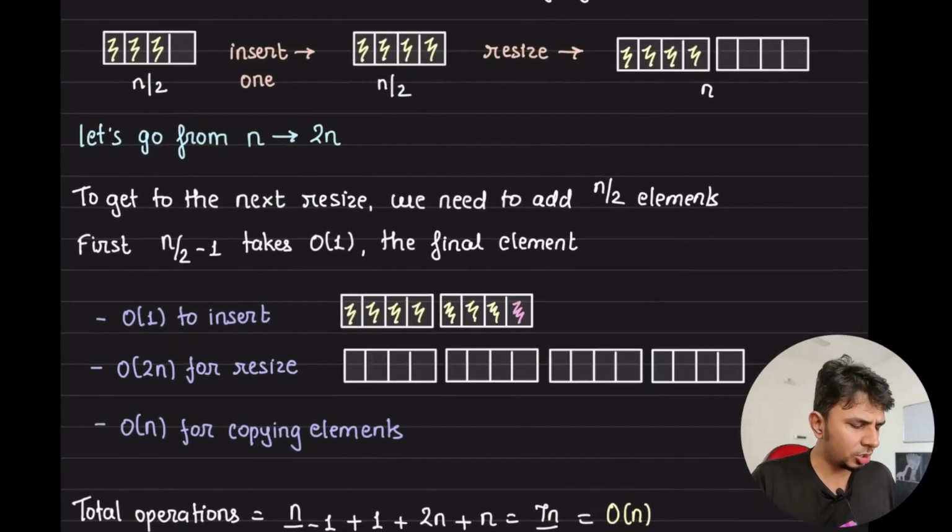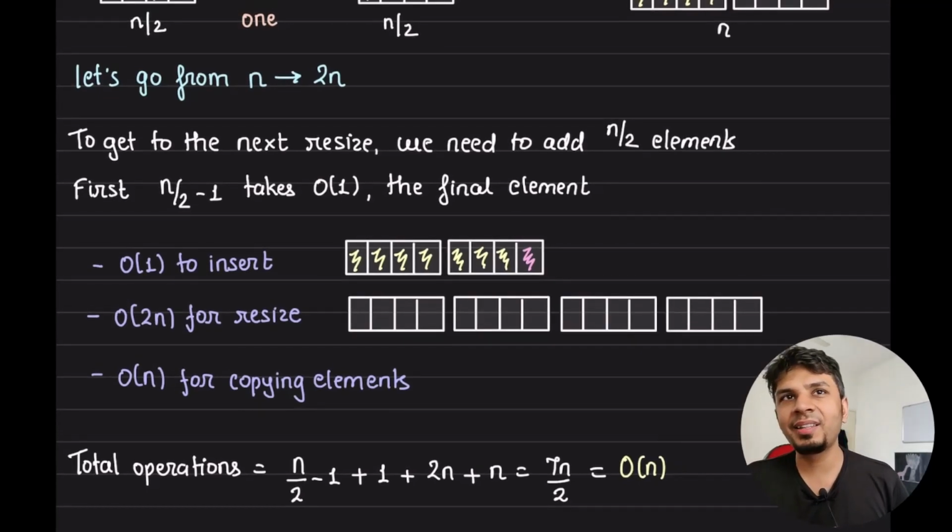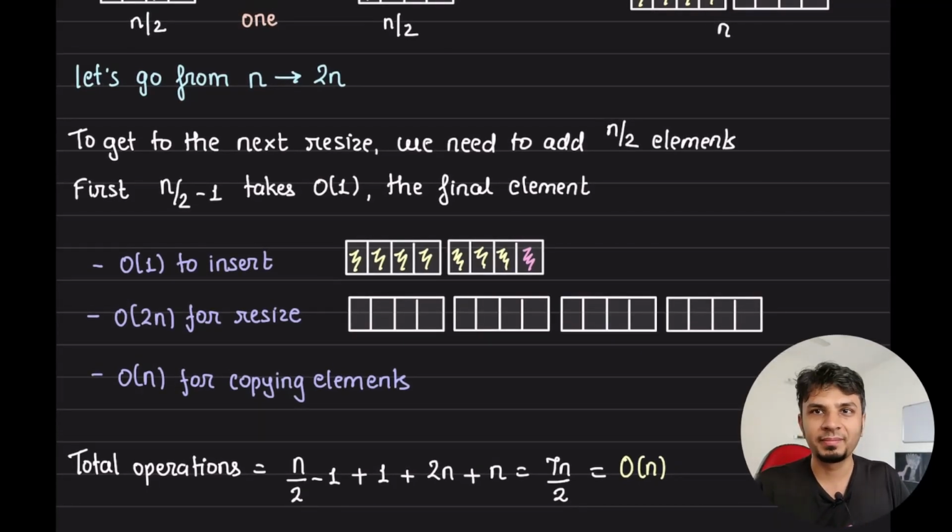And this does not just hold true when you double, but any time our growth factor is greater than 1, this would hold true, right? And this is the brilliance of this idea and the core reason why we always double, right?